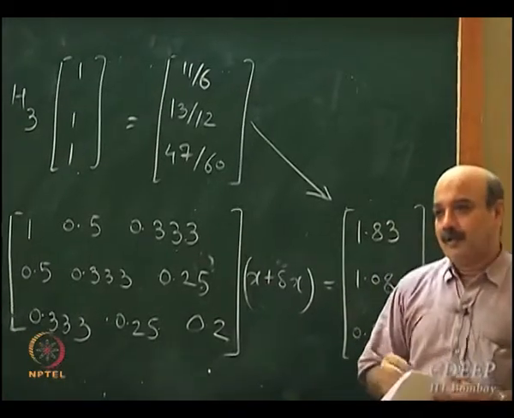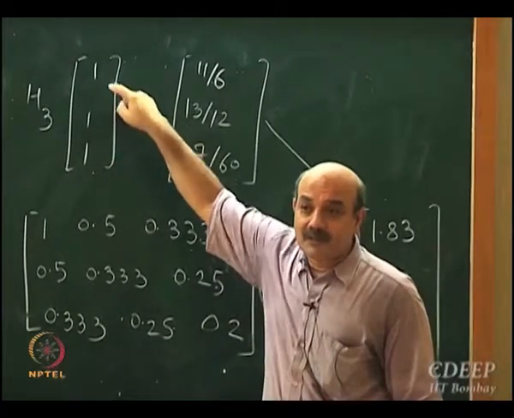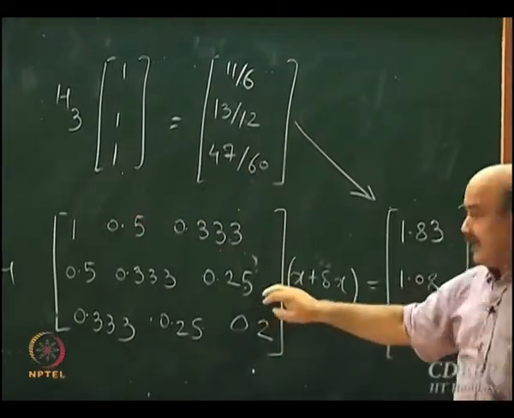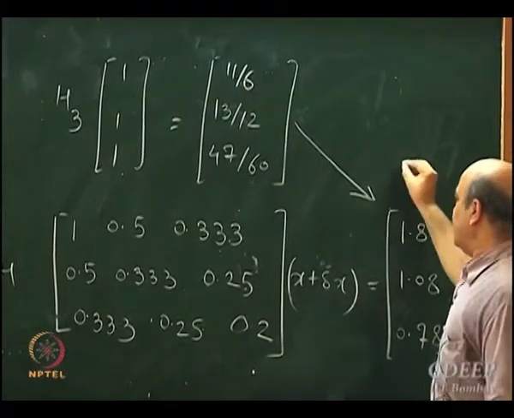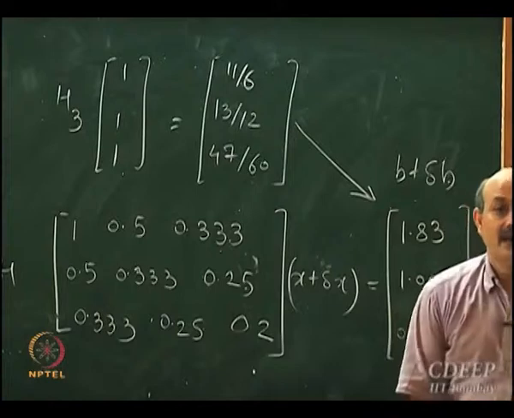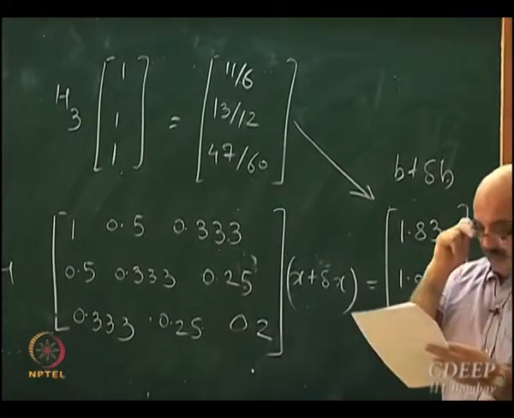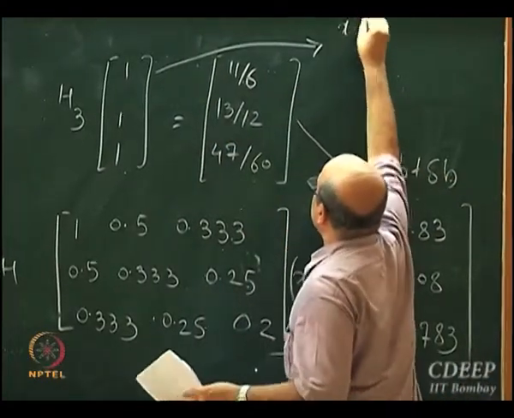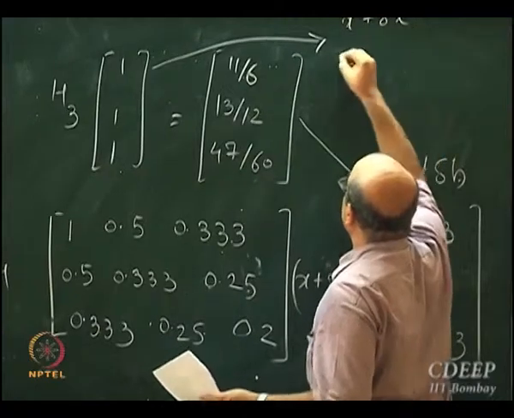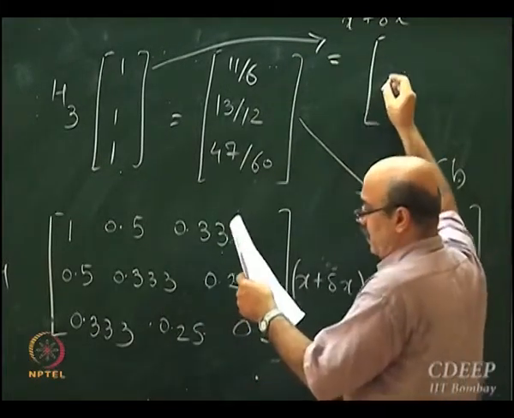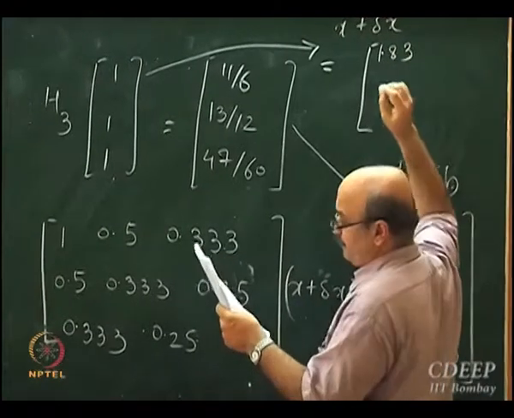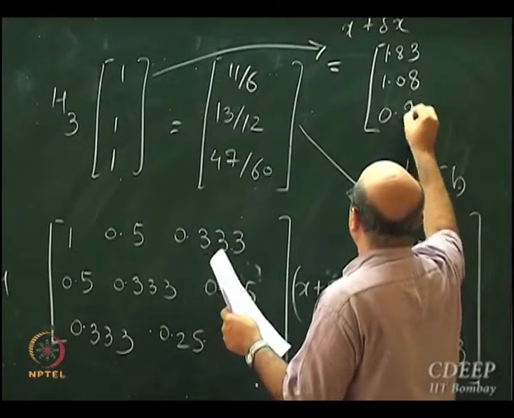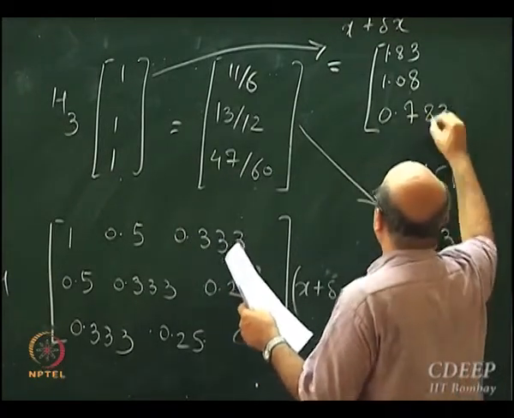Nothing wrong. My solution here was 1, 1, 1. The right hand side was this, the left hand side was that. I just take H plus delta H, and this is B plus delta B. How much does the solution change? This X plus delta X turns out to be 1.83, 1.08, 0.783.